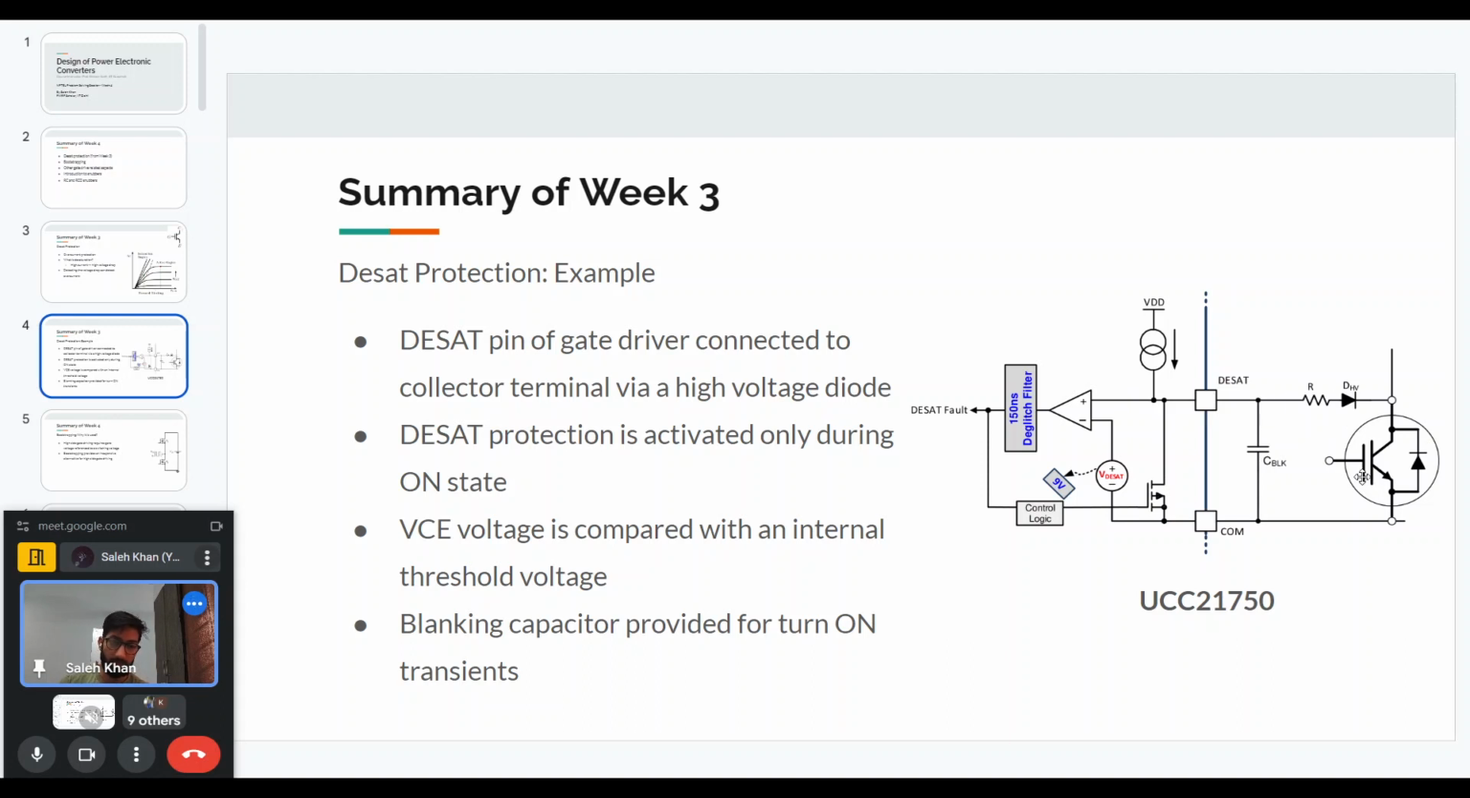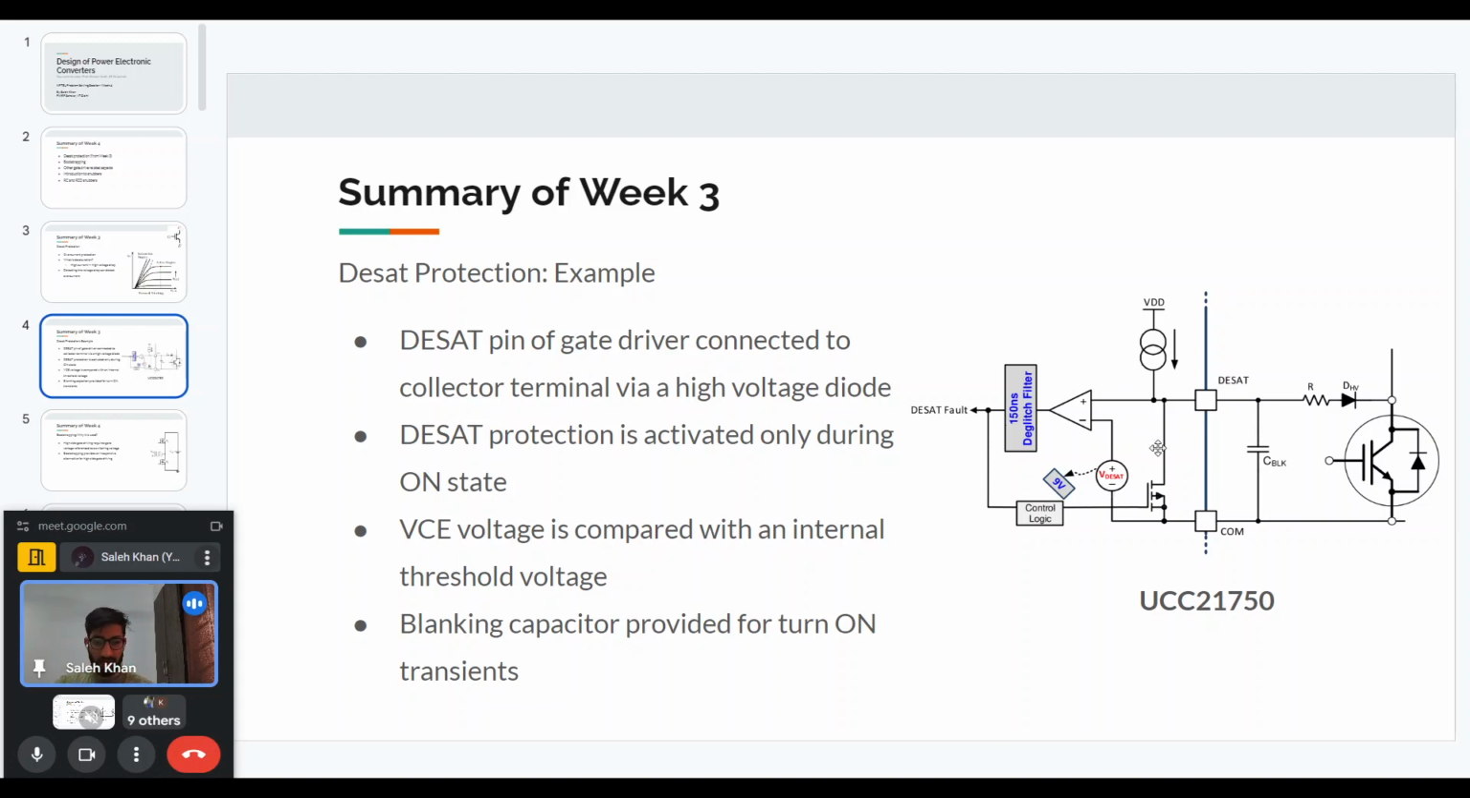But during a short circuit or fault condition, when the current goes high, then this voltage will become higher, and as it goes high, the voltage here also becomes high, and once it crosses the 9 volt threshold, then the fault will be triggered.